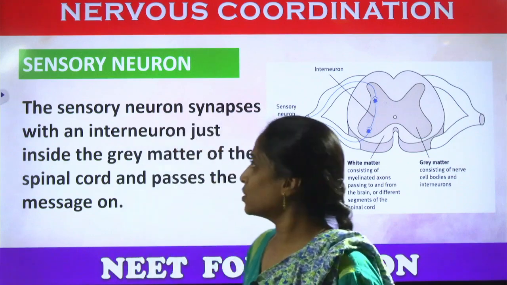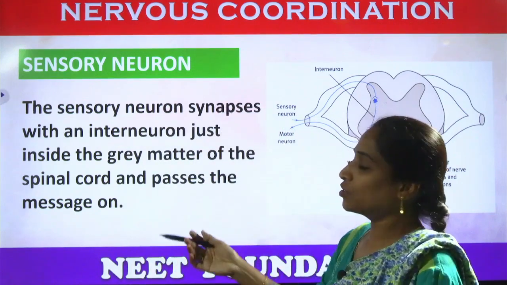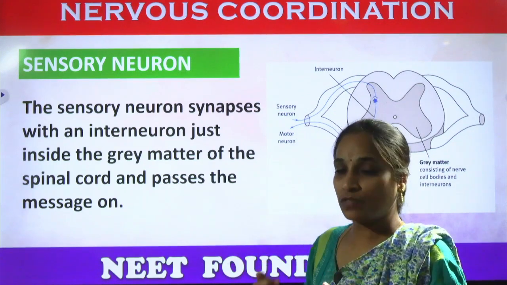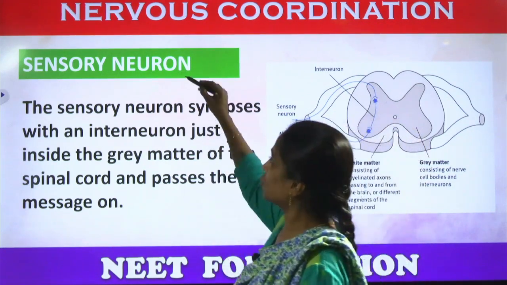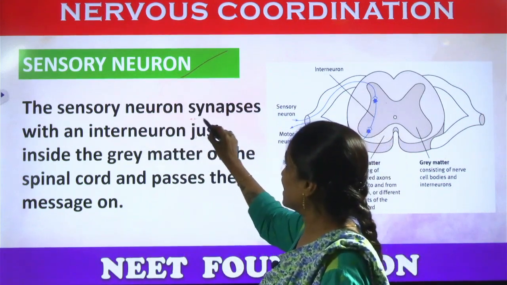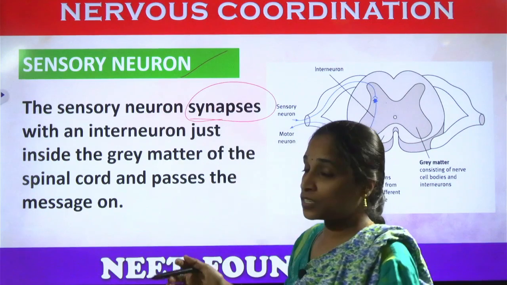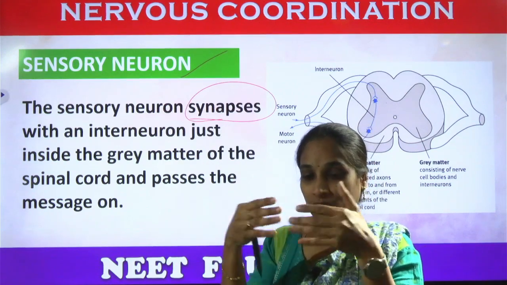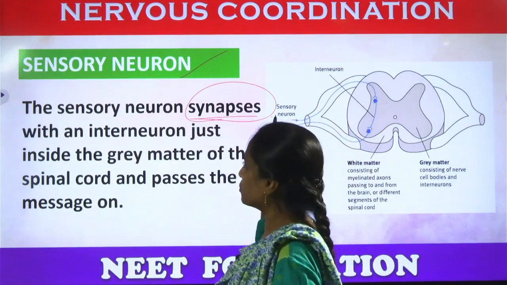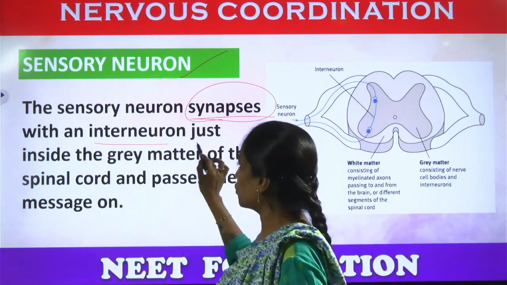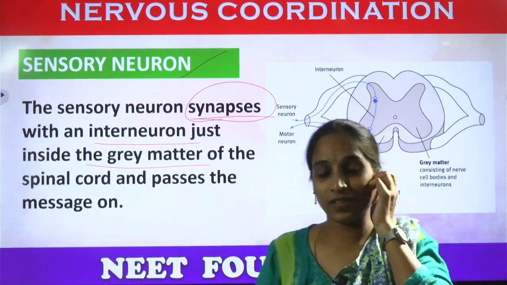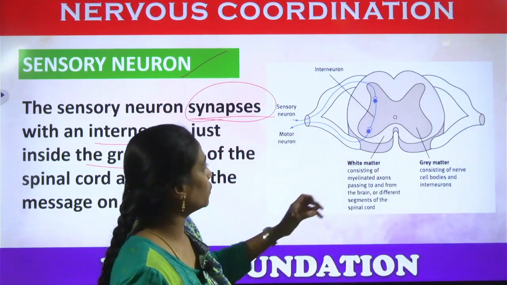Right? So next, what is the concept? The sensory neuron. Now we will be discussing each and every part of the reflex arc. What is the function of the sensory neuron? The sensory neuron synapses, meaning joins together. The gap, the junction between two neurons, is called a synapse, with an interneuron just inside the grey matter of the spinal cord, and passes on the message. So that is what is given over here.